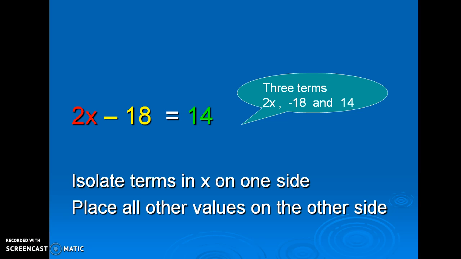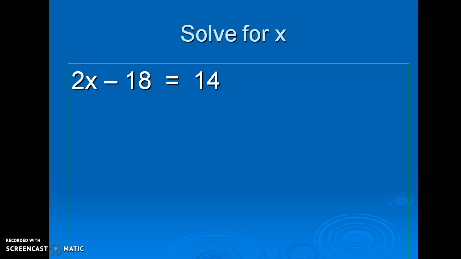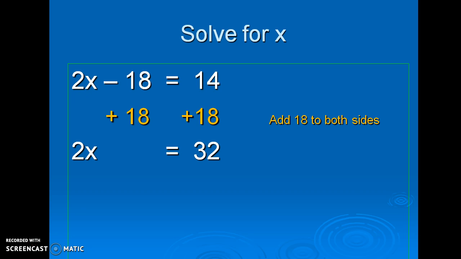To isolate the term in x, we need to eliminate that minus 18 from the left hand side. But how do we do this? Look closely at what we're doing with the 18. On the left hand side, we're currently subtracting 18. So to eliminate that minus 18, we need to do the opposite operation, which is to add 18. But we can't add 18 just to one side. We must do it on both sides of the equation in order to keep the equation in balance. When we do so, we're left with 2x on the left and 32 on the right hand side.